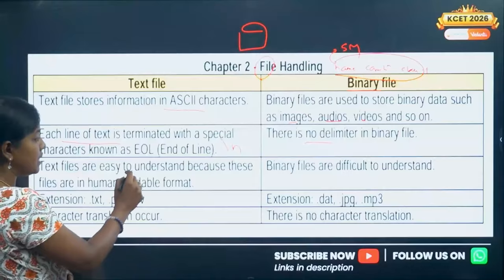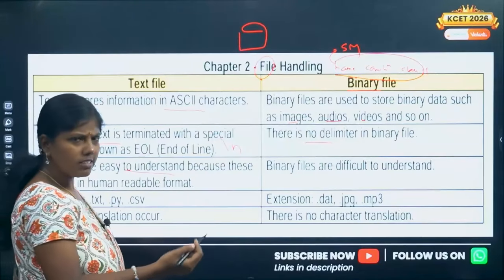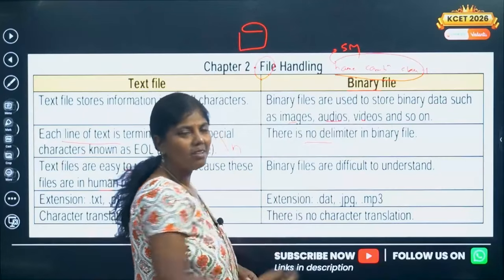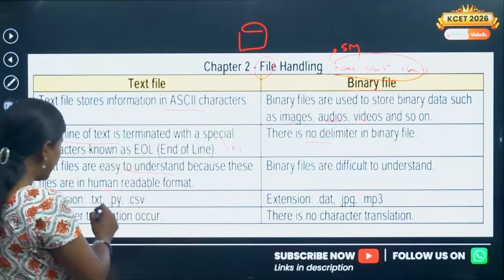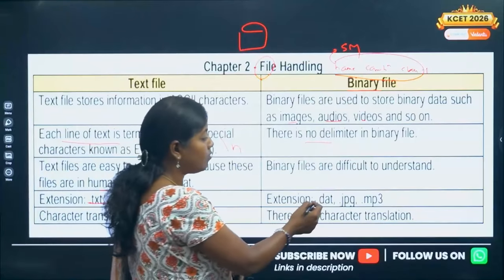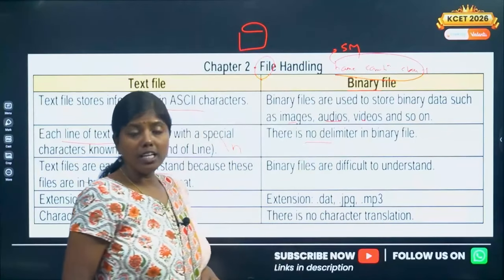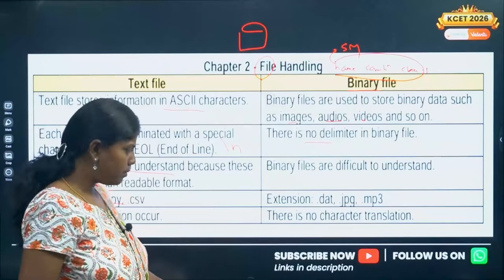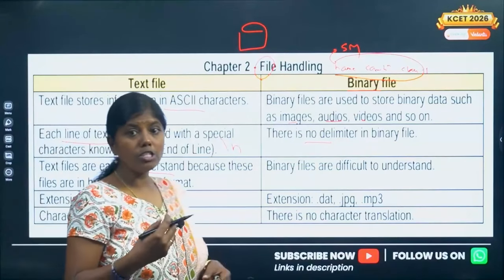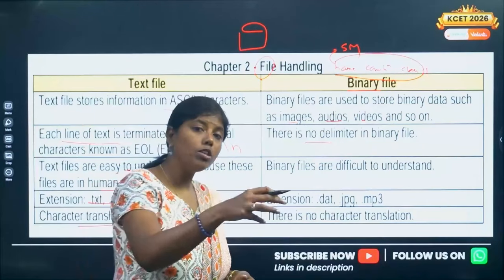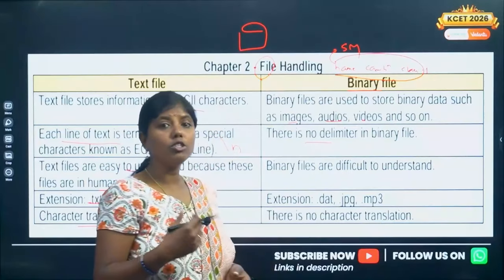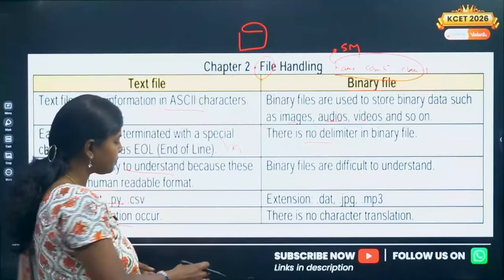And a text file is easy to understand, it's human readable. A binary file is difficult to understand because everything is in terms of zeros and ones. As extensions, for text files we have .txt, .py, .csv. And then we have .dat, mp3, images; these are examples of binary files. In a text file, character translation is required because the way we have written it and the way it is stored in memory definitely differ. In case of a binary file, no translation is required as such.